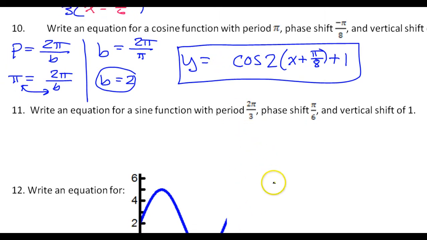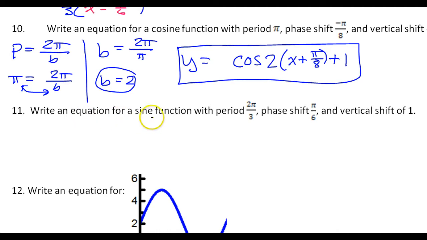Alright, how about number 11? Write an equation for a sine function with this period and this phase shift and this vertical shift. So it's almost the same kind of thing. This is good practice. In fact, why don't you pause the video and try to do it yourself.